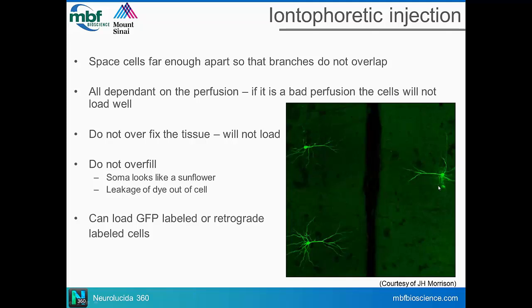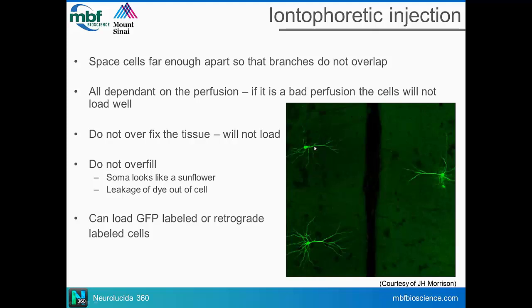Another great thing about this technique is if you're using GFP labeled cells and the signal's a little weak, you can inject those GFP cells with Lucifer yellow, or any other color dye, to get some enhanced signal. Or if you're doing some sort of retrograde labeling of cells and you don't get a full filling of those cells from the tracer, you can use this technique to inject those retrograde labeled cells and get full reconstructions. So, Dara, can I ask a couple of quick questions?